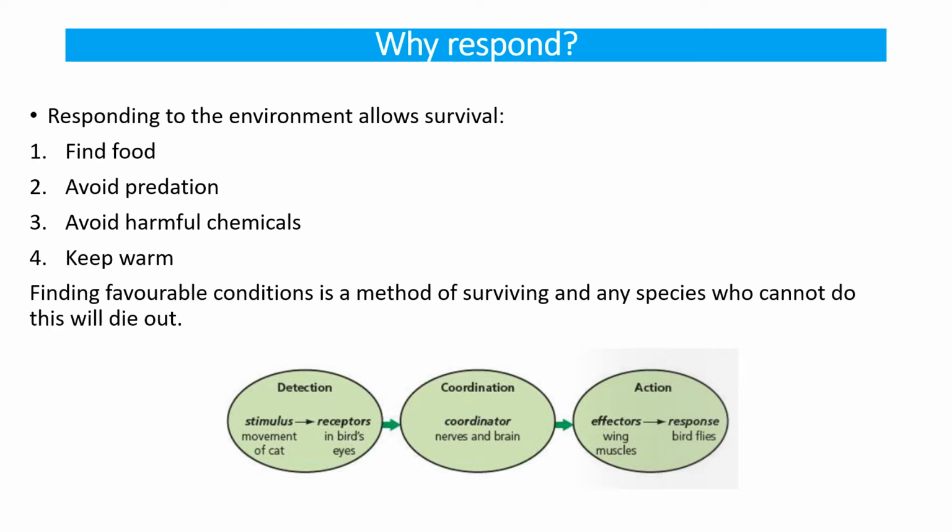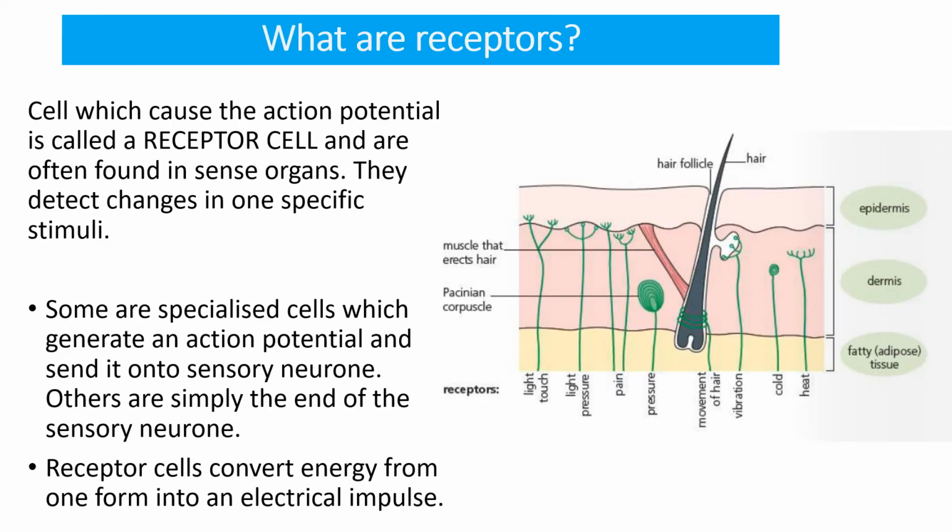There's detection of the stimulus, which might be any type of energy change. And then there's the coordination, which involves your nerves and the brain. Not always the brain, obviously, because it might be an organism that doesn't have a brain. And then there is the action, which is normally an effector causing a response. And the effectors are normally a hormone or a gland which releases hormones, or a muscle. So we're going to look at this next time in a bigger video, really, but just introduce what receptors are.